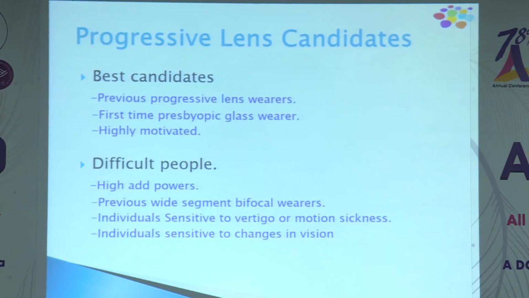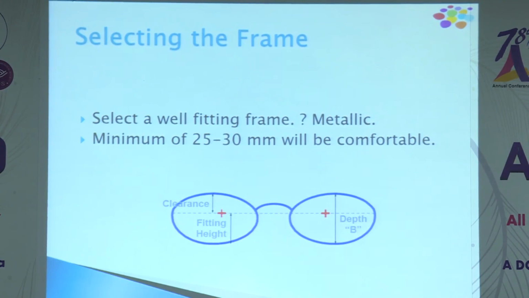The best candidates for progressive lenses are previous progressive lens wearers, first time users, highly motivated patients, and presbyopes with high add. When a patient has a plus one addition and you change it to plus two, immediately they will go and say, I was using progressive lenses, but now I am having a problem. So you have to explain to them that with a high add, they will take some time to adjust. When they were using wide segment bifocals, and for people above 60 using them for the first time, they will have a lot of problems. Selecting the frame, as already explained, you should not select a very small frame for progressive lenses.